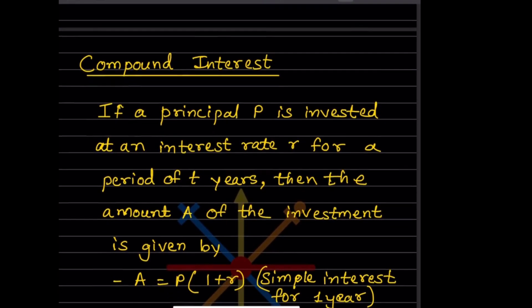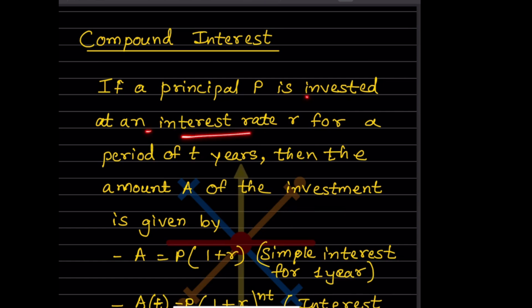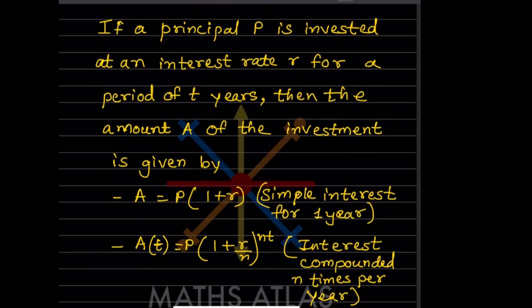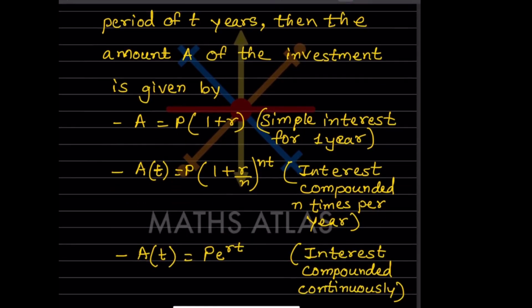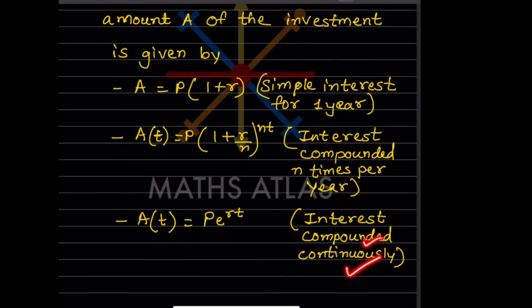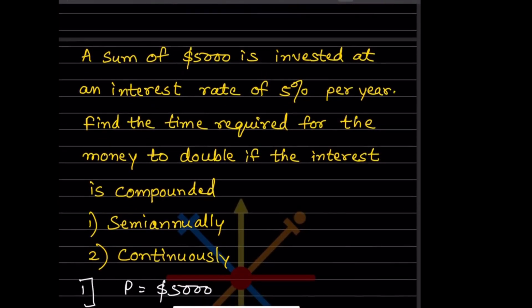Now we will see the compound interest here. If a principal P is invested at an interest rate R for a period of T years, then the amount A of the investment is given by. Whenever it is for 1 year, we write this formula A is equal to P into 1 plus R. Whenever the interest is compounded n number of times per year, that will be P into 1 plus R divided by n, raised to nt. And when the interest is compounded continuously, we have this formula. So you have to remember all these three formulas: for 1 year, for n times per year, and continuously.